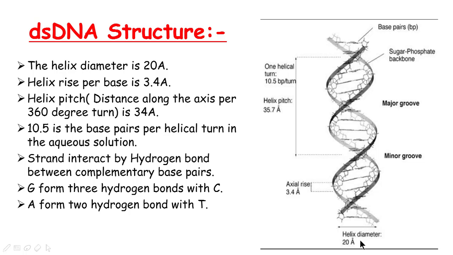In this diagram you see these are the base pairs. They are inside, and these are the sugar phosphate backbone, which is outside. This is the major groove because it is a long gap, and this is the minor groove. You can see the gap distance is so small. The axial rise is 3.4 angstrom. What is the helix diameter? It is 20 angstrom.